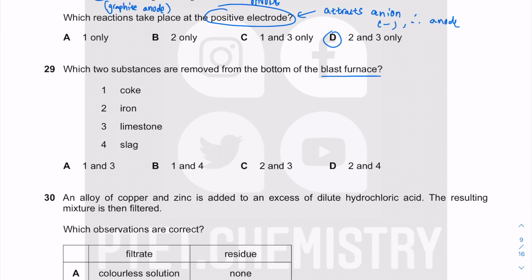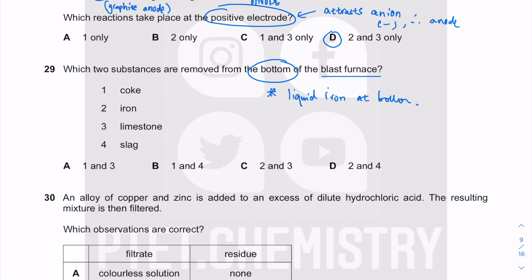29, we're back at this blast furnace in order to get the iron, Fe, from its ore hematite. This is iron Fe2O3. Okay, so which one is removed from the bottom? So you want to get pure liquid iron coming out at the bottom. They will come out as molten liquid, and then you can pour them into whatever mould you have, whatever mould that can shape the iron into whatever shape that you want upon cooling.